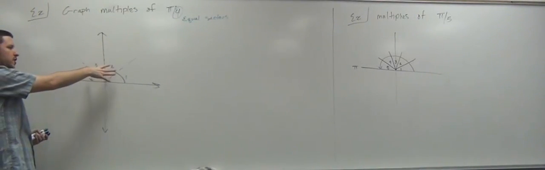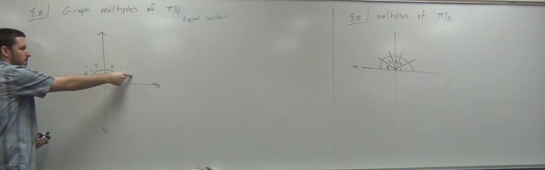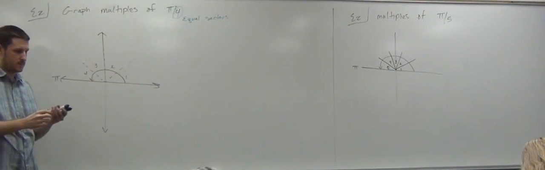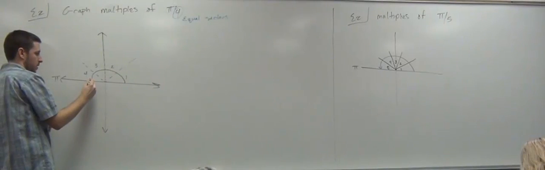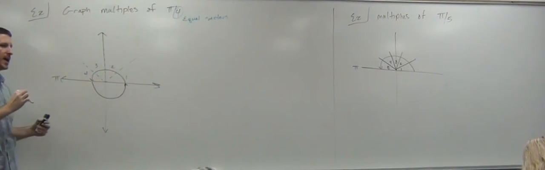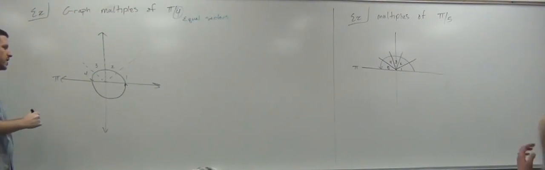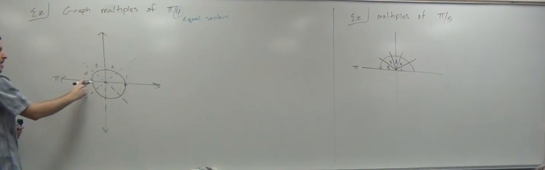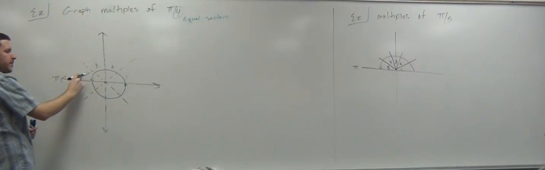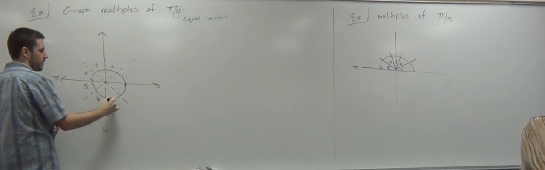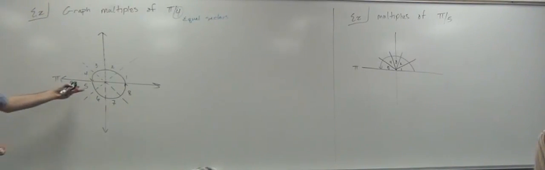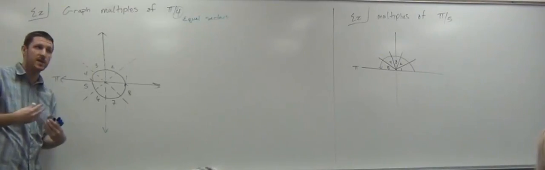Of course, this is only going to allow me to graph the first 4 multiples of pi over 4. 1 pi over 4, 2 pi over 4, 3 pi over 4, 4 pi over 4. What if I wanted 5 pi over 4 or 6 pi over 4? You'd have to keep going. Here's your second pi underneath. And if you break that into 4 equal sectors, and keep the count going, 1 pi over 4, 2 pi over 4, 3 pi over 4, 4 pi over 4, 5 pi over 4, 6 pi over 4, 7 pi over 4, 8 pi over 4.